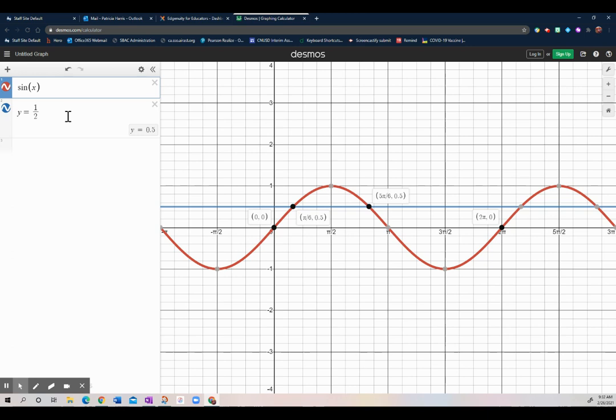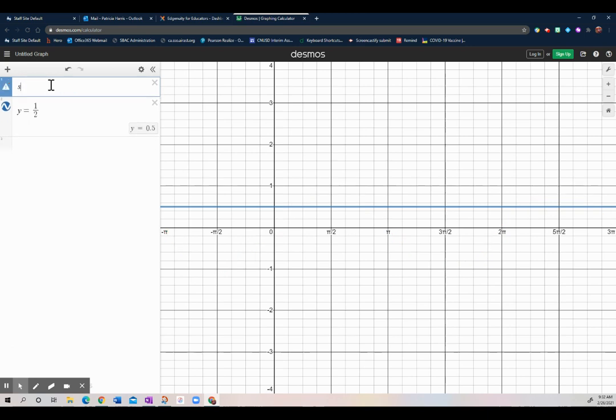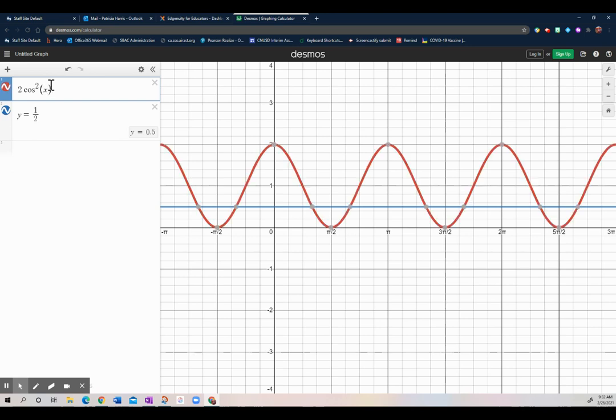All right, the next one. Desmos is really nice because it has what we usually refer to as math input output, like a calculator does sometimes. So what you can type into Desmos looks exactly like what's on the page. So for our next one, I have 2 cosine squared parentheses x. Okay, this is the third problem.